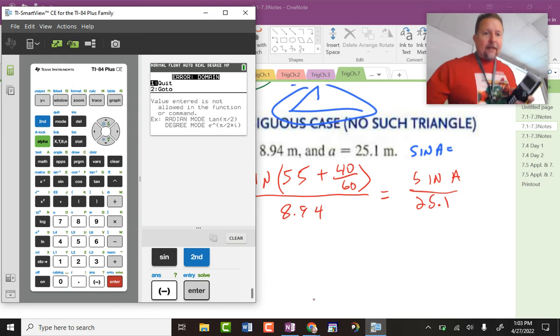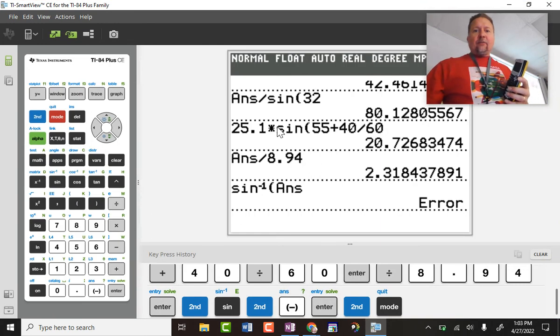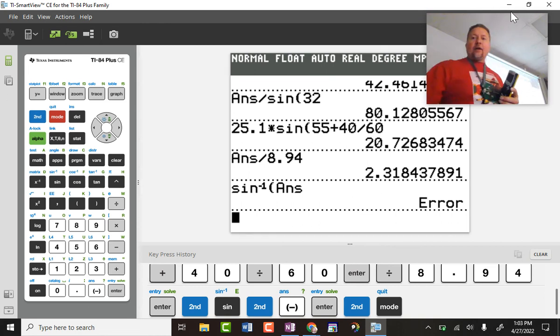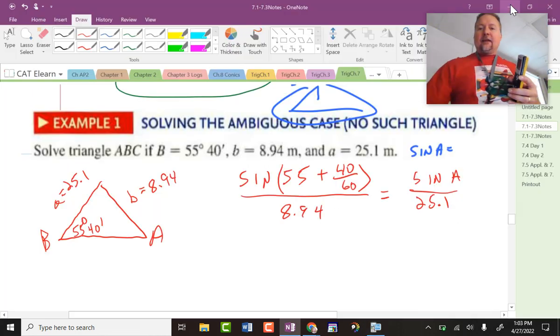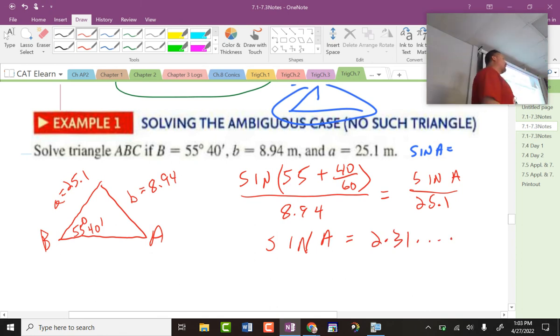And then I'm going to go ahead and cheat. Second quit, and then I'll zoom this out. So I went ahead and did that. 25.1 times sine of 55 plus 40 over 60, bang, then divided by 8.94. So I'll write that on the paper. Sine of theta equals, or sine of A equals, I think it was 2.318.